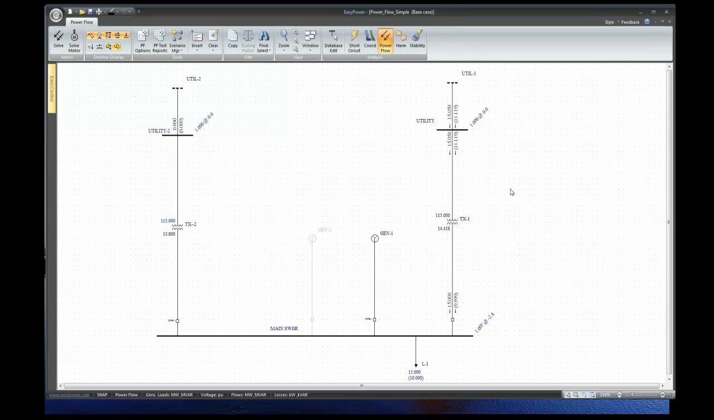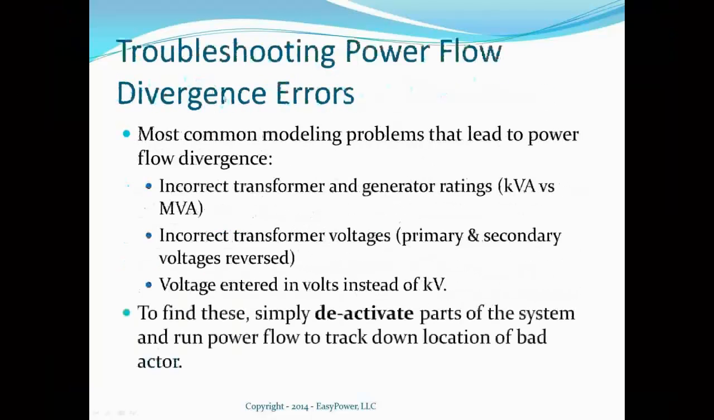Just to add a few slides, I'm going to touch briefly on troubleshooting problems with divergence. It may occur that when you try to run power flow, you get an error that says the solution is diverging, or it's not converging, or it's stuck, or whatever. So some things to think about.